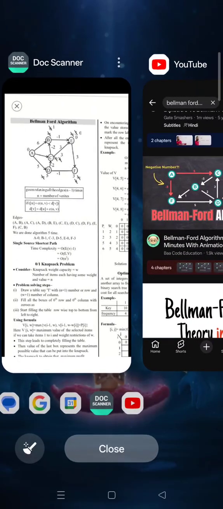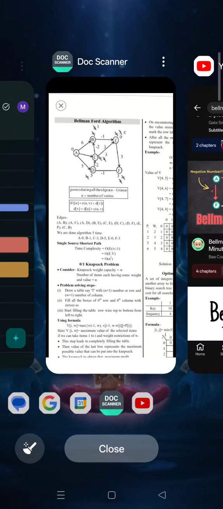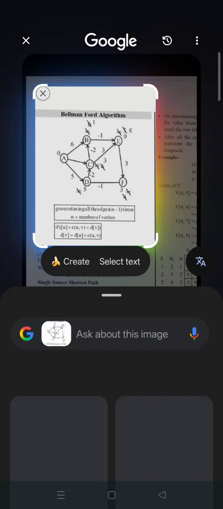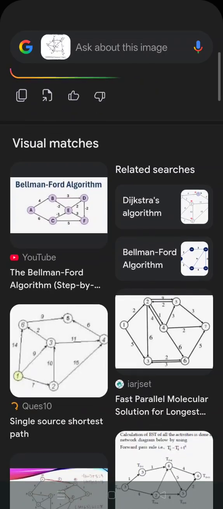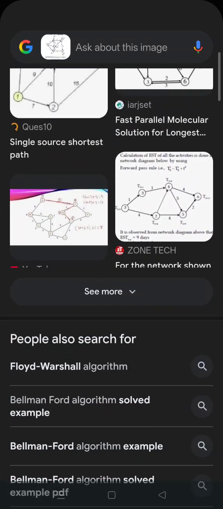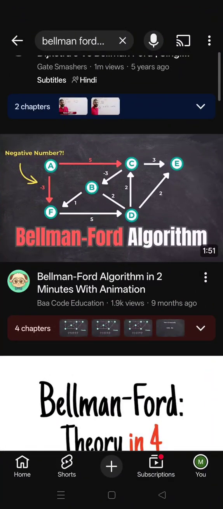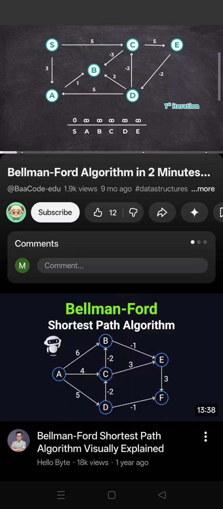Today we're going to learn about the Bellman-Ford algorithm on weighted directed graphs. Let's look at this graph. Since this graph has 6 vertices, we'll run at most 5 iterations.